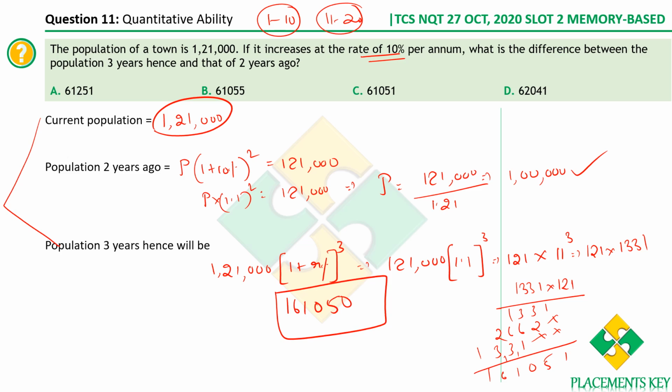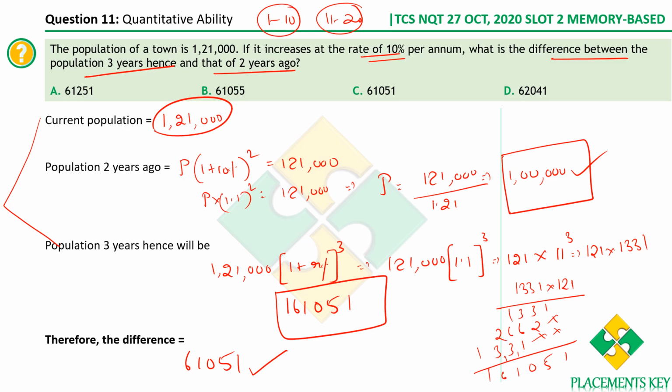And the population 2 years ago is 1 lakh. We are supposed to find the difference between the population 3 years hence and that of 2 years ago. So what is the difference that we get? 161,051 minus 1 lakh. So we get the value as 61,051. So this is the population difference, which is option C.